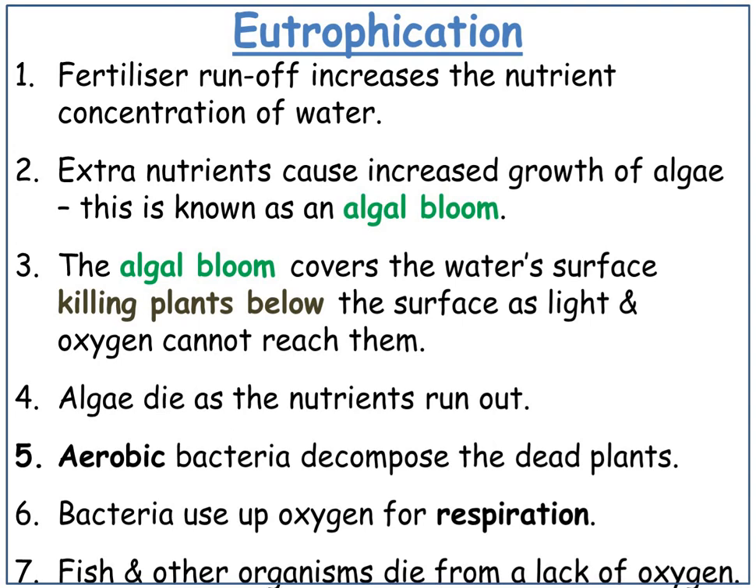This means that they now need to be decomposed, so aerobic bacteria decompose the dead plants and algae. However, that bacteria uses up all the oxygen for respiration, and therefore, because there's no oxygen, the fish and all the other organisms die from lack of oxygen. So the only thing that can survive is anaerobic bacteria, which produce toxic substances. So the water becomes stagnant.